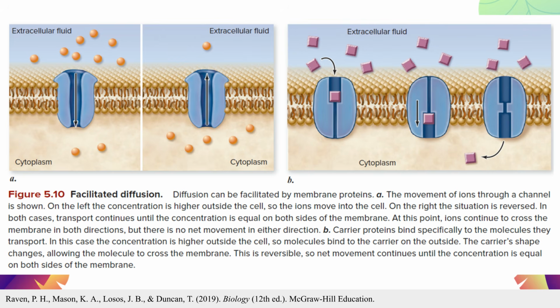Facilitated diffusion is a type of passive transport that allows substances to cross the cell membrane with the help of specific transport proteins. Like simple diffusion, it does not require energy in the form of ATP, or adenosine triphosphate, because substances move down their concentration gradient from an area of higher concentration to an area of lower concentration.